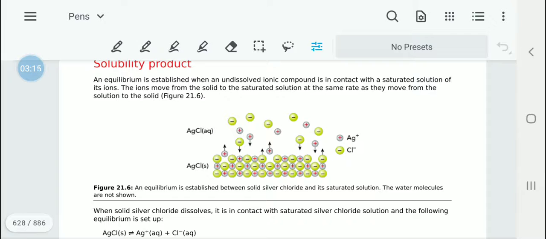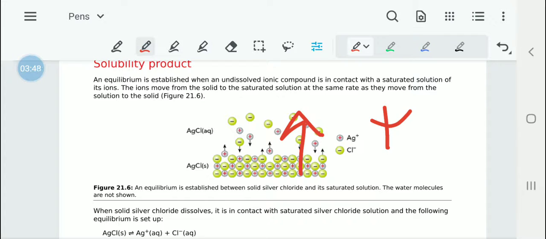What happens is the ions will move from the solid to the saturated solution at the same rate as they move from the solution to the solid. That means the positive ions and negative ions will move from the solid to the solution, then at the same rate from the solution, they will get added to the solid. So they happen at the same rate. I hope that makes sense to you.